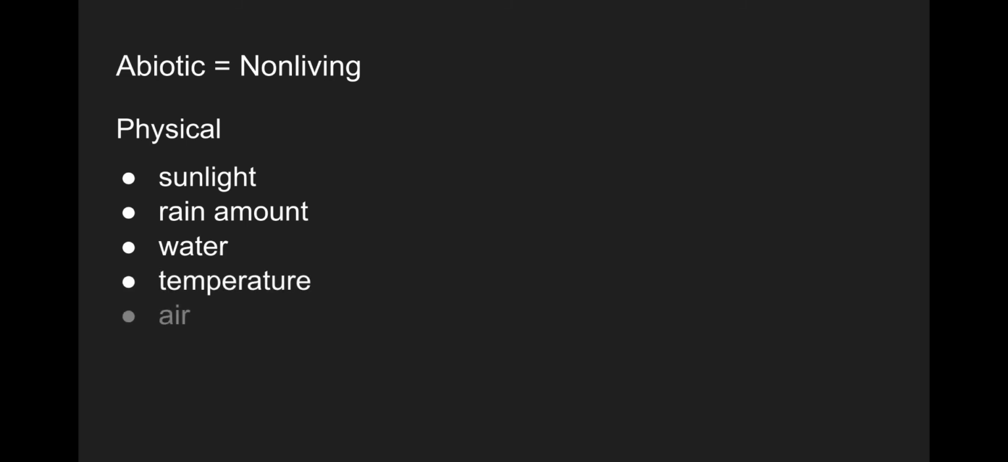So some physical elements, parts of the ecosystem that are abiotic: sunlight, rain, specific amounts of rain, water in general, temperature, air, soil, salt, that would be another one, like salt, climate, all kinds of stuff like that.